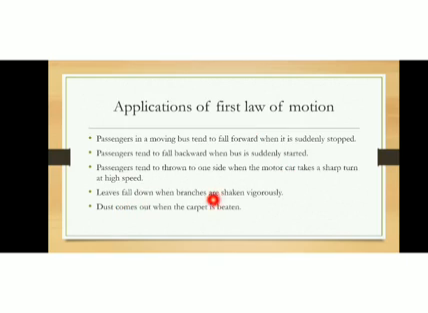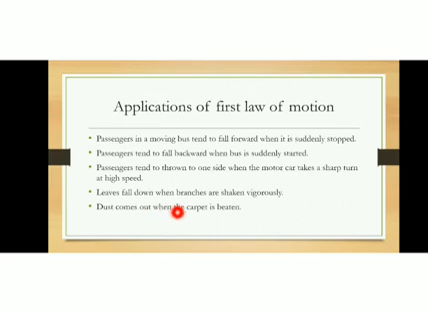Then, leaves fall down when the branches are shaken vigorously. This is also one of the applications of the first law of motion. So what happens when the branches are shaken vigorously? The branches will be set in a state of motion, but at the same time the leaves attached to the branches will continue to remain in the state of rest. So due to the inertia of rest, the leaves fall down. The branches will move but the leaves won't move. The leaves will tend to remain in the state of rest. As a result, they are detached from the branches.